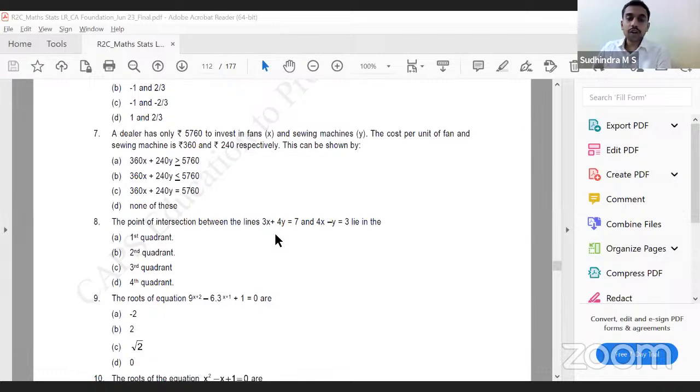Question number 9. Roots of the equation 9 to the power of x plus 2 minus 6 into 3 to the power of x plus 1 equal to 0. Minus 2. Very good. Minus 2 is the right answer. Let others try. Then we'll discuss.